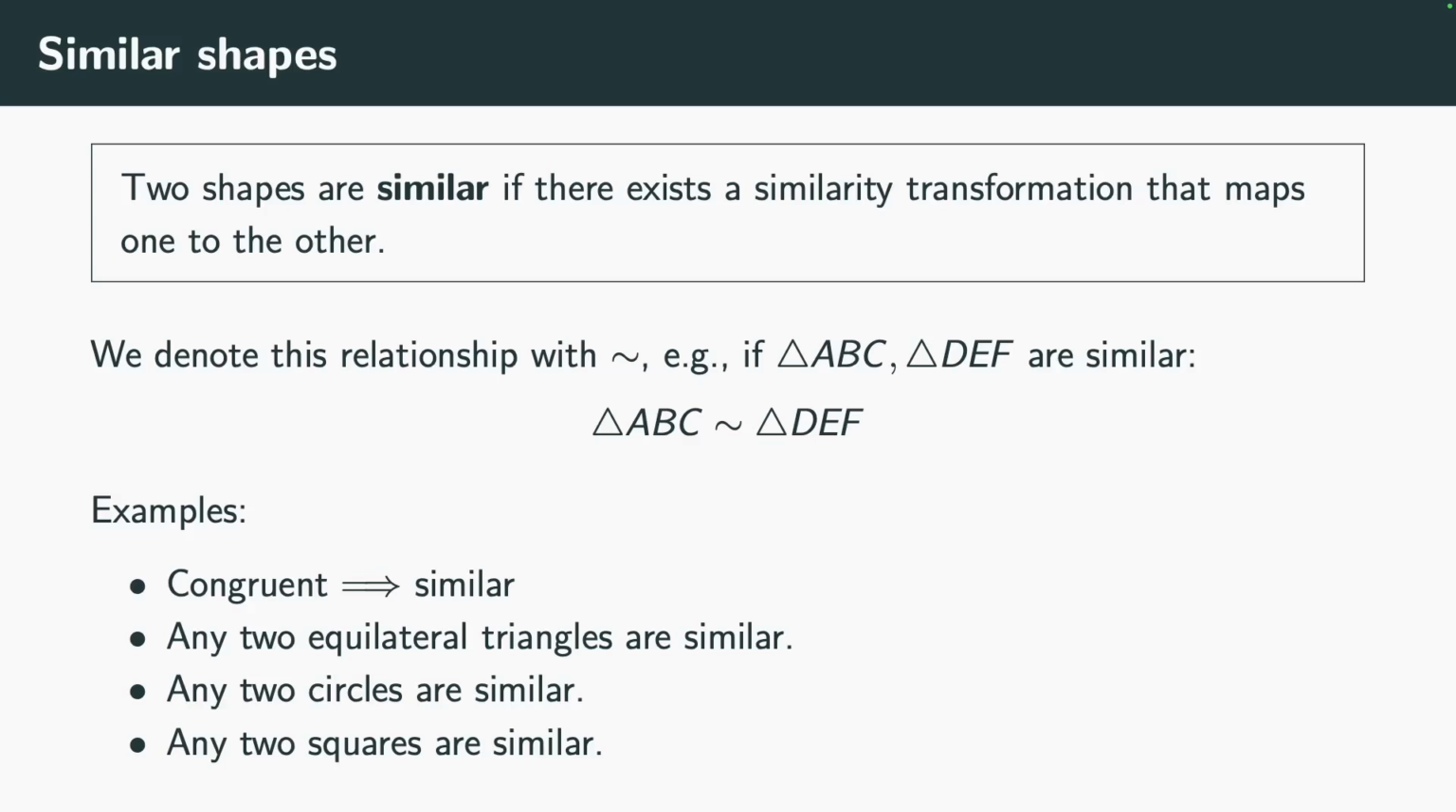Okay, here are some less obvious examples. If you give me any two equilateral triangles, they're automatically similar to each other. Any two circles are similar to each other. And any two squares are similar to each other. And the reason for that is you can imagine scaling. If you have your two favorite equilateral triangles, the only difference between them is the size. So you can scale the small one up to get the big one, or you can take the big one and scale it down to get the small one.